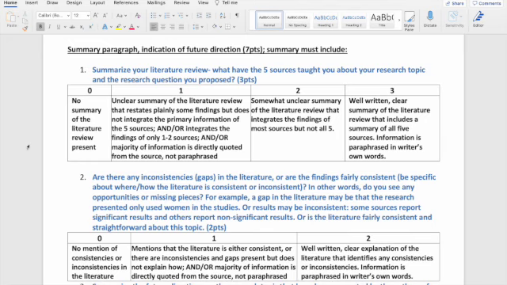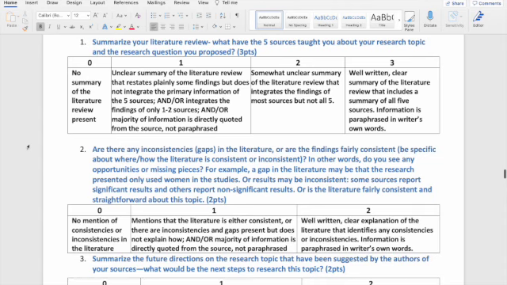So finally, you'll need a summary paragraph or conclusion paragraph. And this is where you'll summarize the findings of all 5 of your sources. You need to mention any inconsistencies or consistencies in all of the sources and identify any gaps in the research. So for example, did all 5 of your sources show similar findings, or did a few say one thing and some say another?